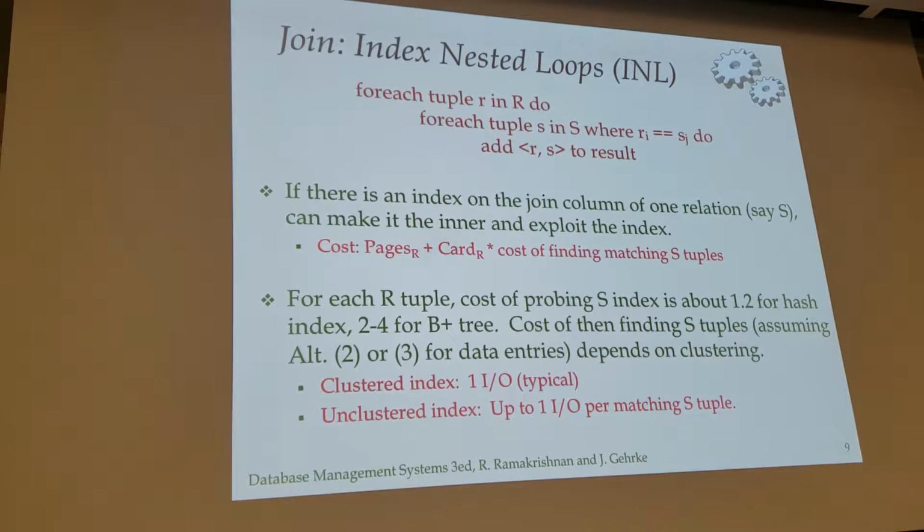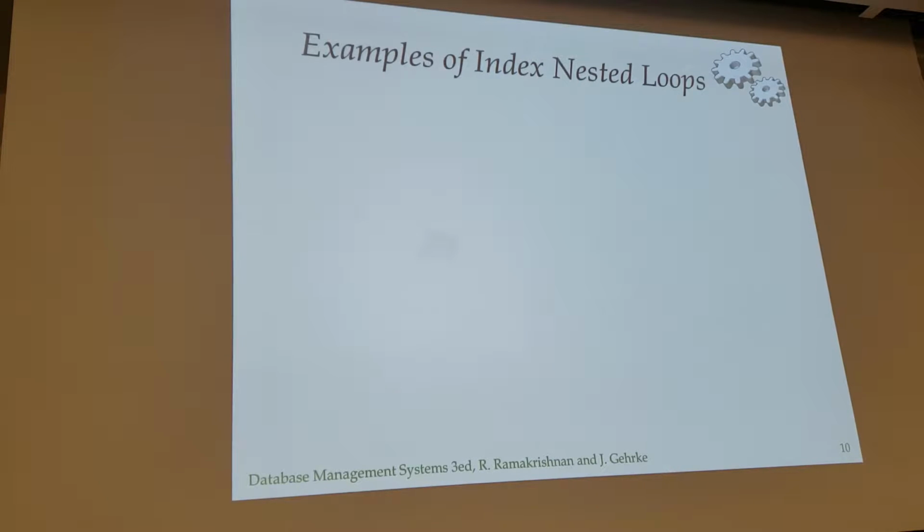And then, assuming that we're using alternative 2 or 3, it's not just probing the index, you also have to get the tuples. And the cost of getting the tuples, if you have a clustering index, could be about 1 IO to get the tuple. And if you have an unclustered index, then it's going to be probably 1 IO per matching tuple that you have. And typically, again, situations might be unclustered. The nice thing about our situation with sailors is we know that there can only be one matching sailor for a reservation, because there can only be one sailor with a given SID. So we're actually going to look at that example and see how that works in practice.